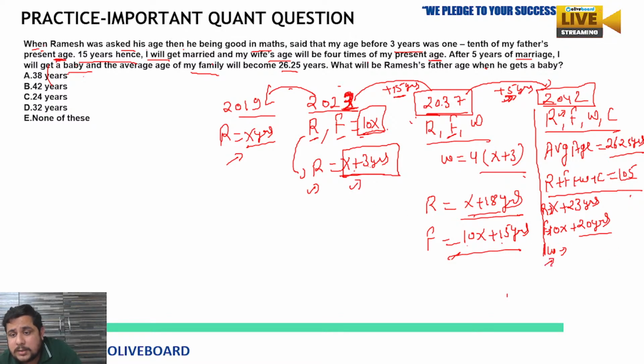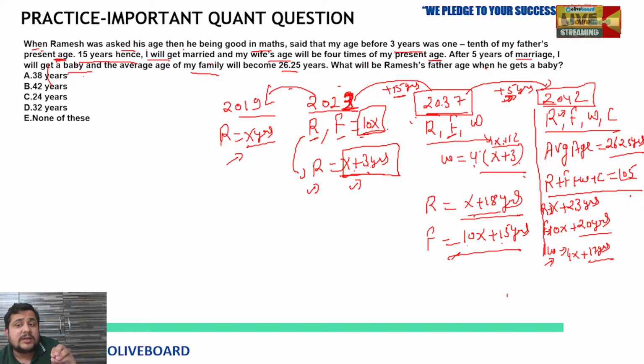Okay, see. Now, wife. If I talk about the wife, the wife's age was 4x plus 12, because when you multiply, you will get 4x plus 12. So 4x plus 12 plus 5 means 4x plus 17. So the sum would be what? The sum would be 60. This 23, 20, 17.